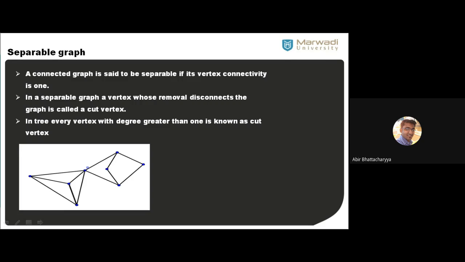Like here, the example given to you. In this graph, if you remove this vertex, you can easily separate the graph. So what is the vertex connectivity? 1.